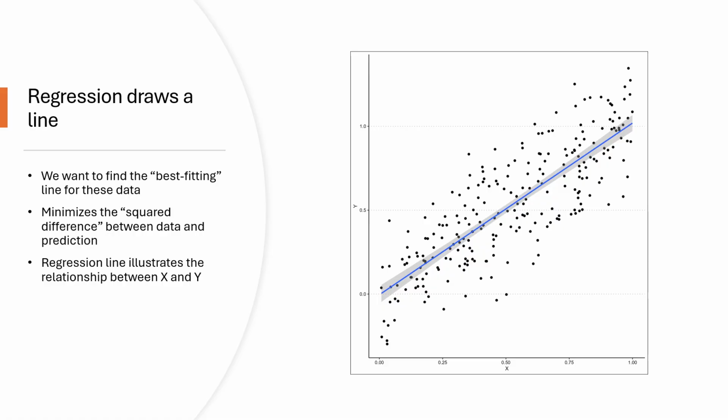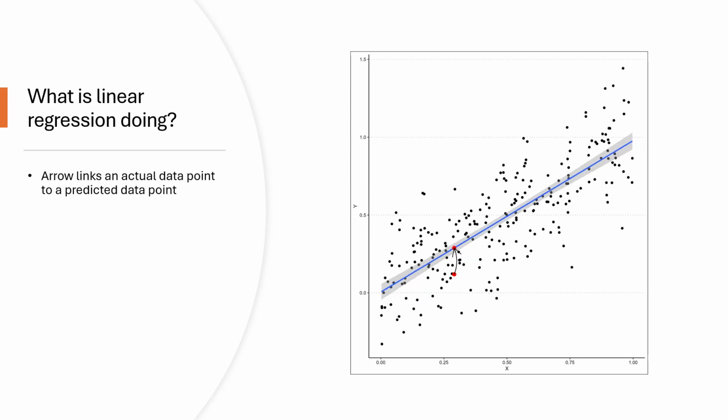You can think of linear regression as trying to draw a line, and we want to find what we call the best fitting line that connects the x values of our data to the y values. What we're going to do is find a line that minimizes the squared difference between our data, the dots, and our prediction, the blue line. So we end up with a regression line that illustrates our relationship between x and y, and we will see in a few minutes how to interpret the slope and the intercept of that line.